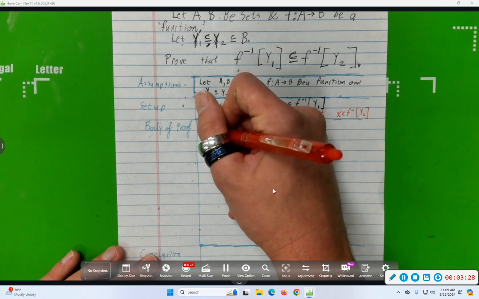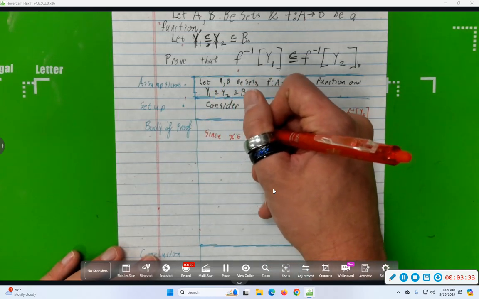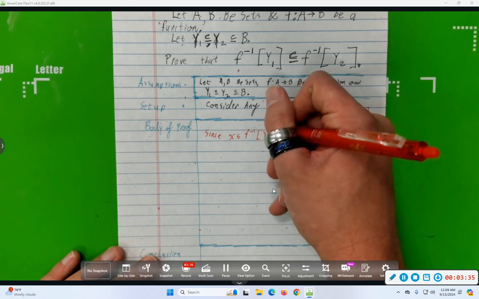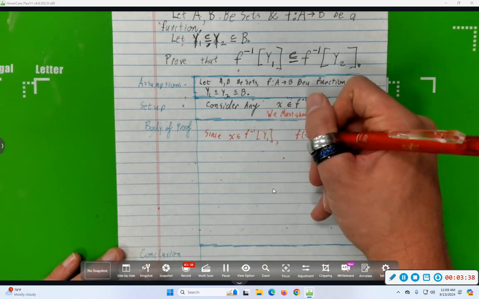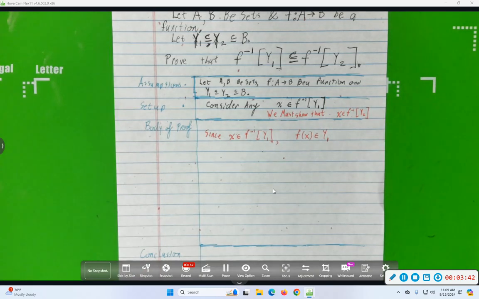So since x is in f inverse of y1, you get to conclude something. You get to know that f of x is in y1. That's the definition of preimage. Whenever someone tells you a thing is in the preimage of a set, they're telling you that when you apply that function to that input, you get into that set. Can we now just say that f of x has to be in y2 because y1 is a subset of y2?